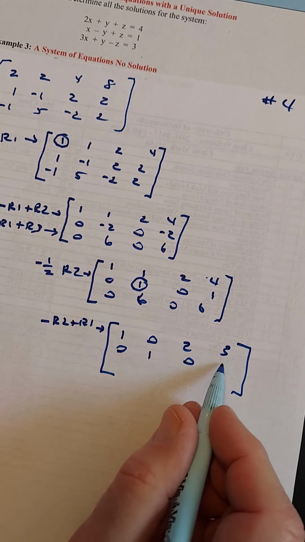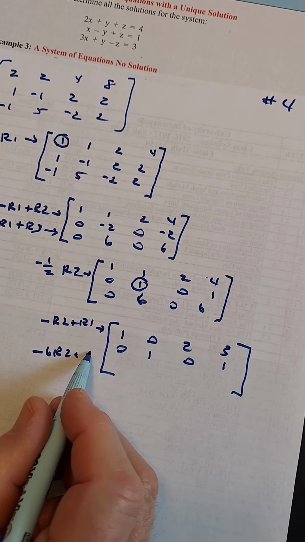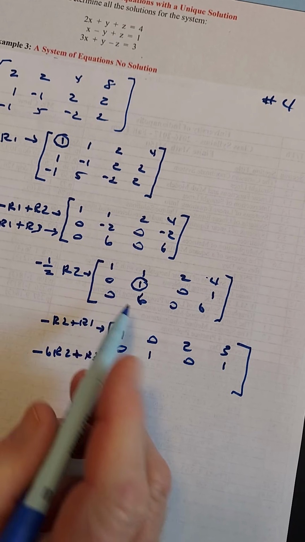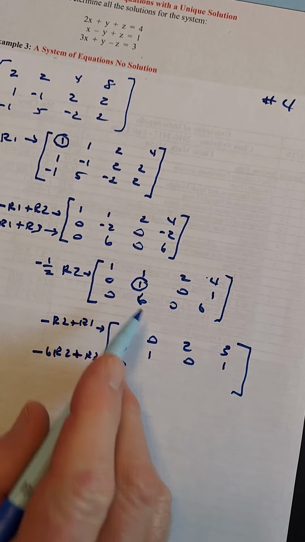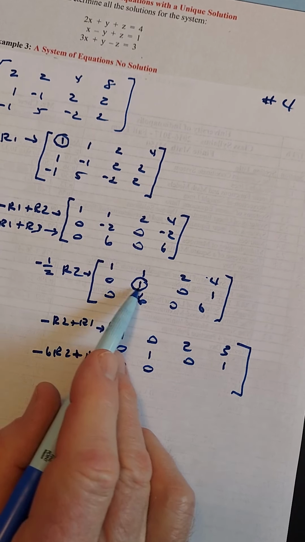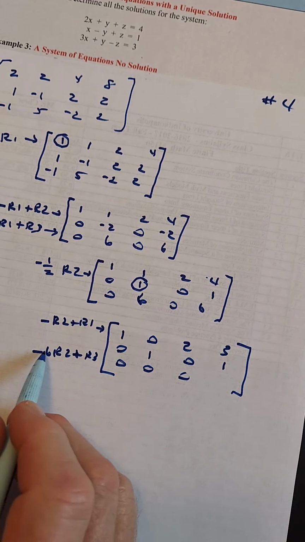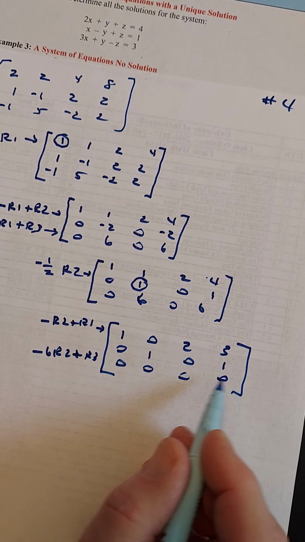I want to get a 0 here, so I'm going to multiply by negative 6 times row 2. I'm going to add it to row 3. 0 and 0 is 0. Negative 6 times 1 is negative 6 plus positive 6 is 0. Negative 6 times 0 is 0. 0 plus 0 is 0. Negative 6 times 1 is negative 6. Negative 6 plus 6 is 0.